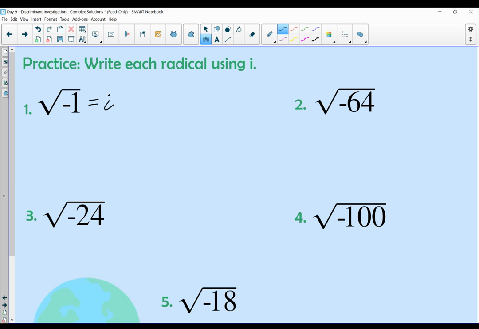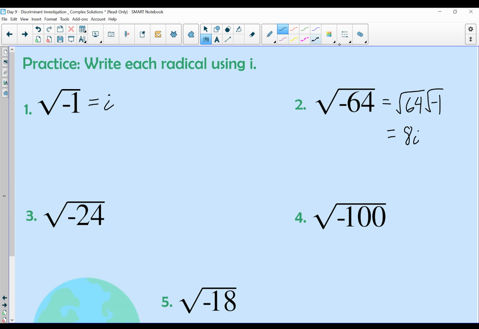All right, and then square root of -64. Well, 64 is a perfect square, so we could break this up into the square root of 64 times the square root of -1. And the square root of 64, again, is a perfect square. You can put that in your calculator, or you could think about what two numbers multiplied by each other give you 64 that are the same number, and that would be 8. And again, the square root of -1 is i, so this is 8i.